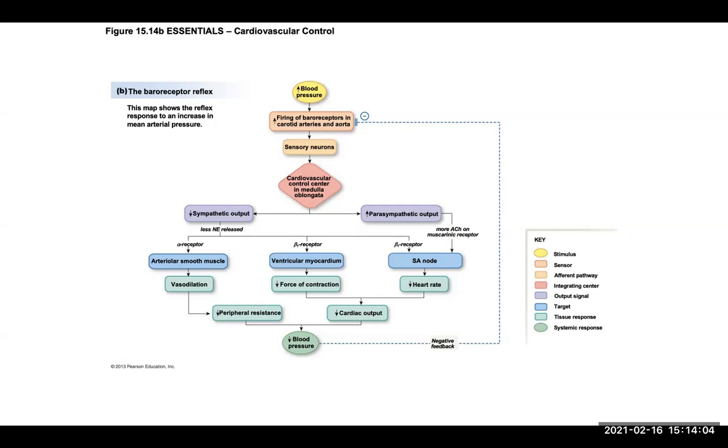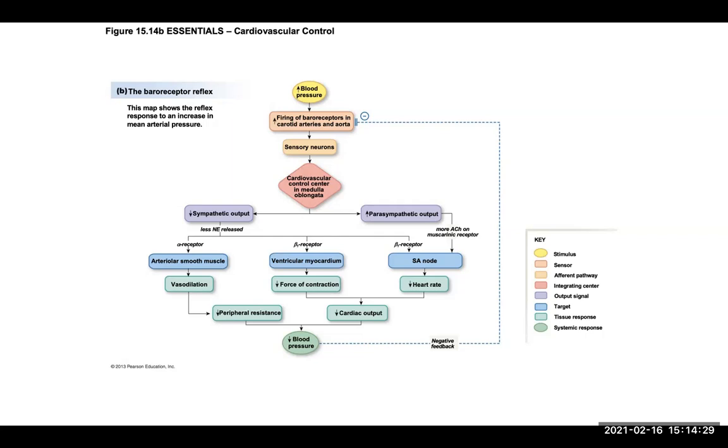So these receptors are tonic, which means they're continually firing to maintain a normal blood pressure. When pressure increases, they fire more action potentials. When there's a decrease, then they fire fewer action potentials. The response to a change in blood pressure is going to be rapid, and it occurs within 2 heartbeats of the stimulus.